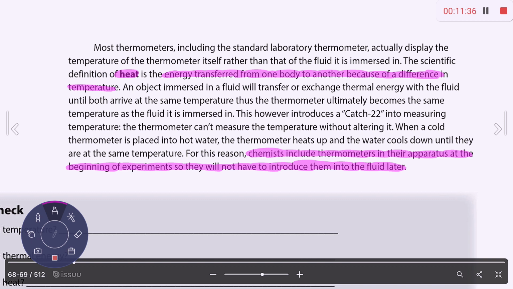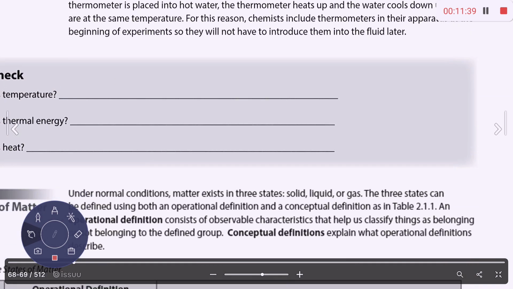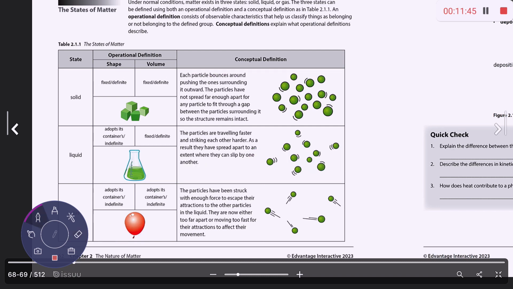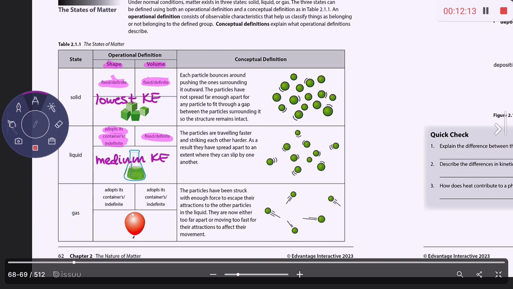All right, let's talk about the 3 states of matter. So 3 states of matter are solid, liquid, and gas. Basically what you should know is that for solids, they have a fixed or definite shape. They have a fixed or definite volume, and they have the lowest kinetic energy out of the 3 states of matter. Liquids will take on the shape of their container. So they have indefinite shape, but they do have definite volume. These would be medium in terms of kinetic energy, meaning they have more kinetic energy than a solid does, but less than a gas.